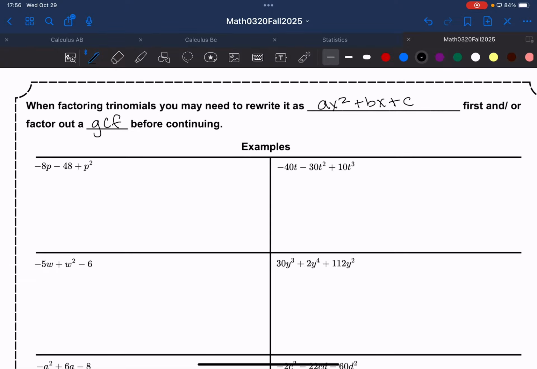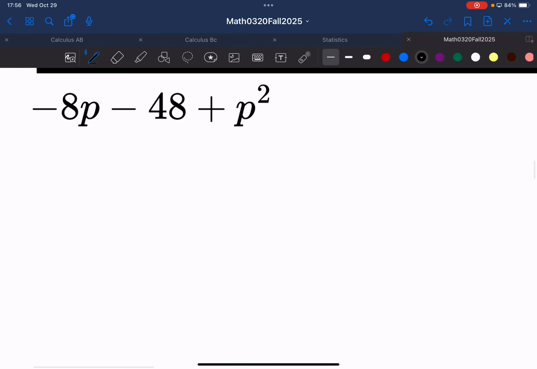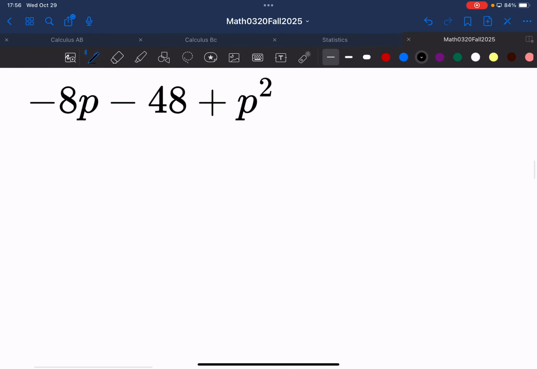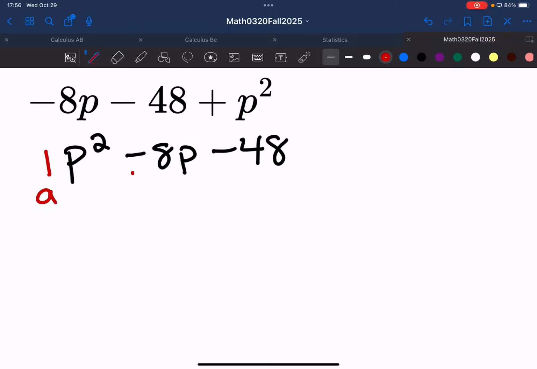So for example, looking at this one, is this in the proper order? No. So how would I write this in the proper order? P squared, negative 8p, and negative 48. Okay, now it's in correct order, so I can label my A, B, and C. So here's A, negative 8 is B, negative 48 is C.